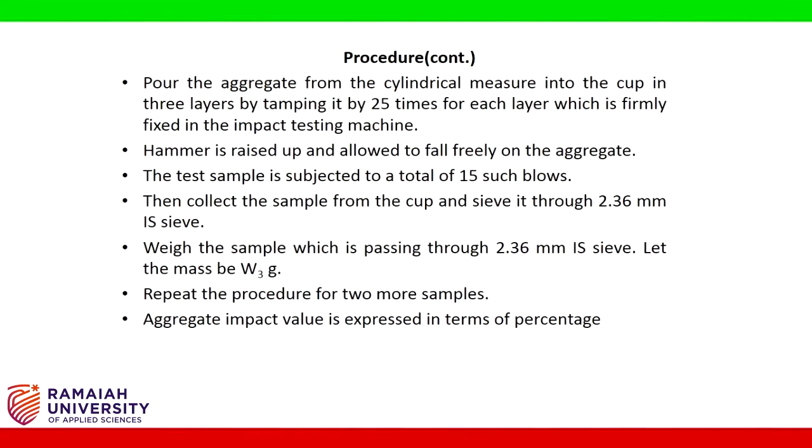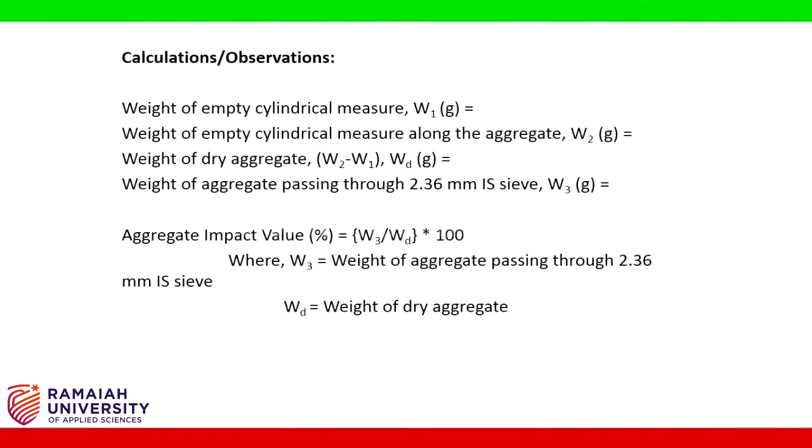Repeat the procedure for 2 more samples. Aggregate impact value is expressed in terms of percentage. Calculations and observations in terms of weight of empty cylindrical measure, weight of empty cylindrical measure along with the aggregate, weight of dry aggregate, weight of aggregate passing through 2.36 mm IS sieve, and aggregate impact value in percentage are performed.